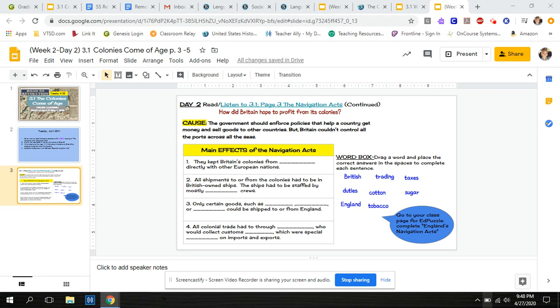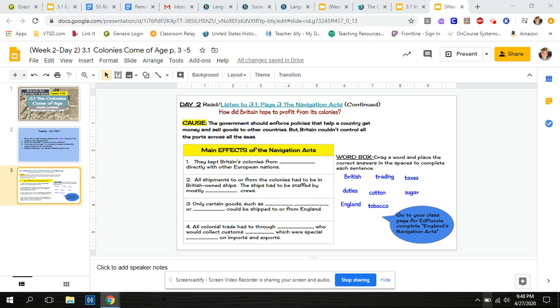Before we jump into Navigation Acts, I just want to review what we went over yesterday, which was mercantilism. Mercantilism was the cause of these Navigation Acts and was made because Great Britain wanted control over American colonies. So they made this system of mercantilism that was centered on the 3 ideas of profit and wealth. The first idea was that a country earns its money by selling more goods than it buys, and the wealth of that country was determined by how much gold and silver they owned.